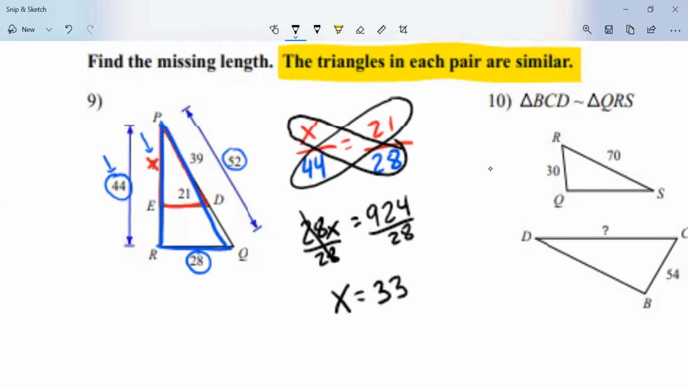X is equal to 33. I was finding the missing length, right? I called it x just because we like to solve for a letter. But in reality, the value is 33. So when you type in your answer, you don't have to go x equals. Just type in 33.